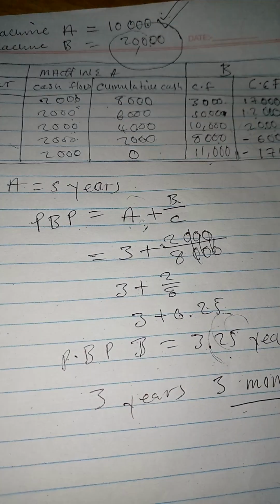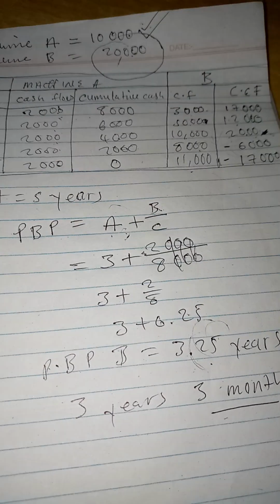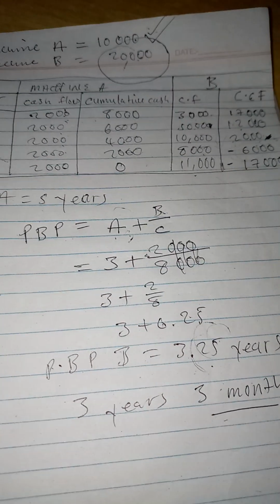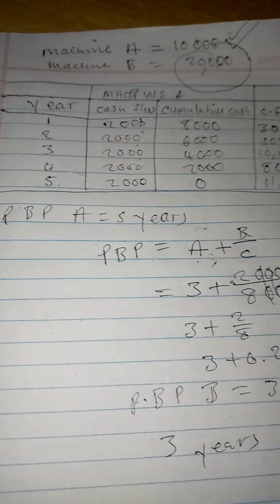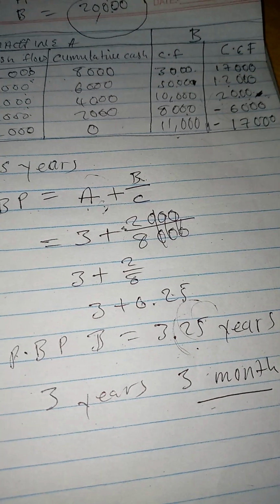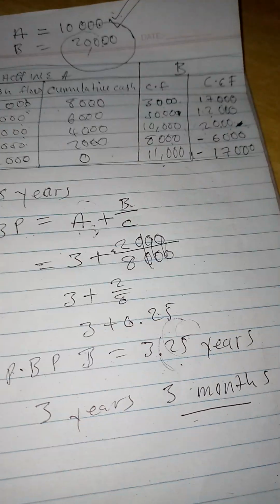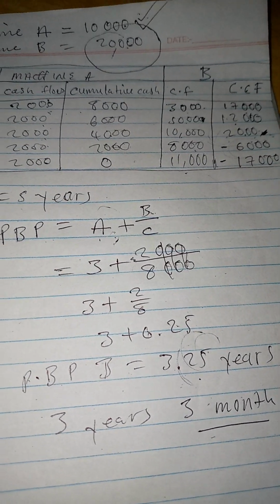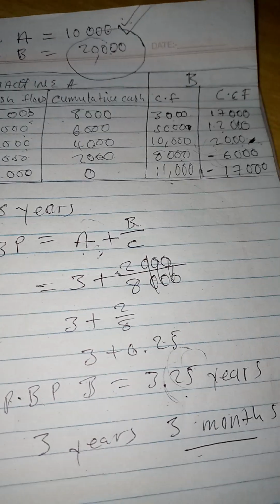And for you to make a decision, you go for an investment that has got the shorter payback period. So for machine A we found 5 years, and for machine B we found 3 years 3 months, which means machine B is more attractive to invest in. So that's how you go about it.